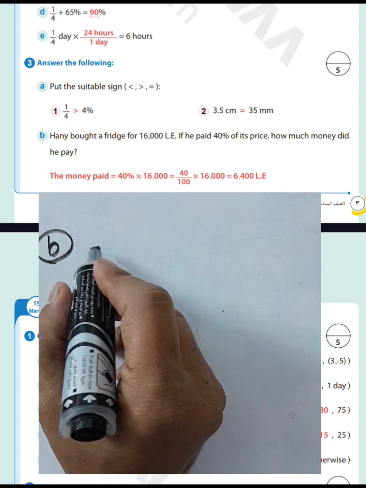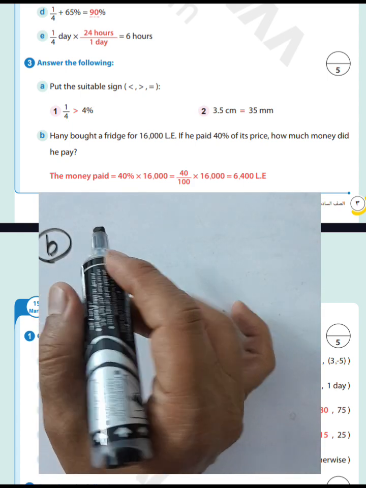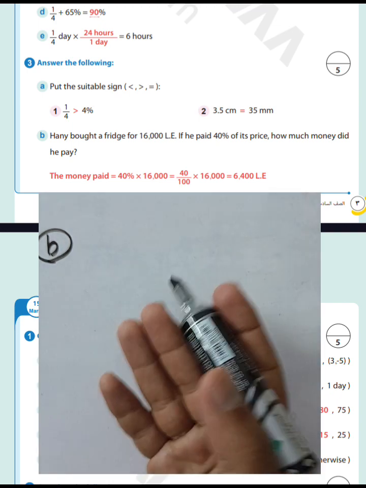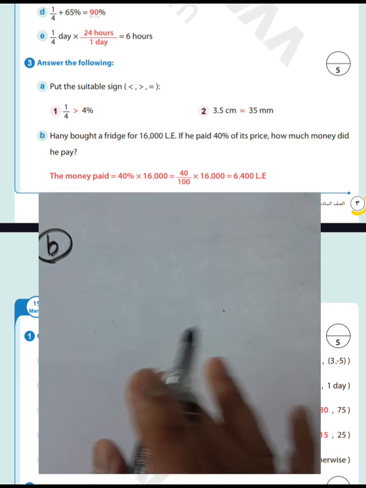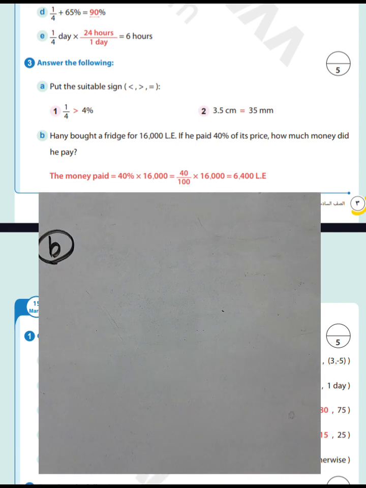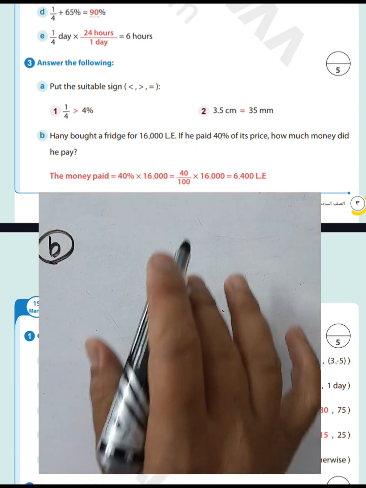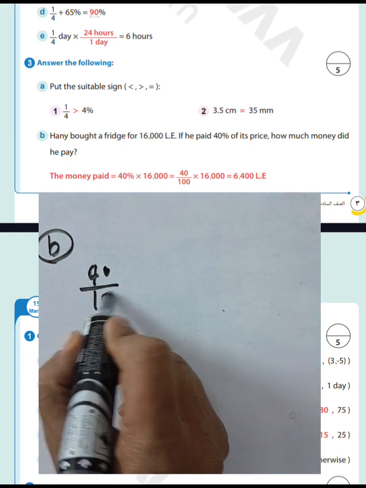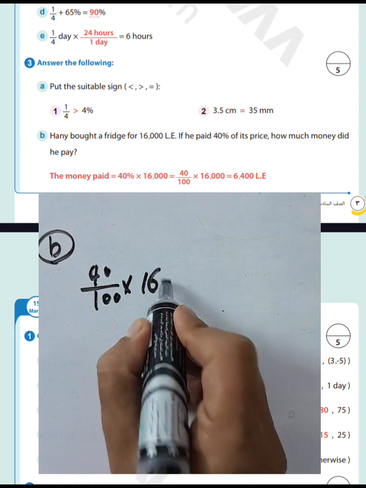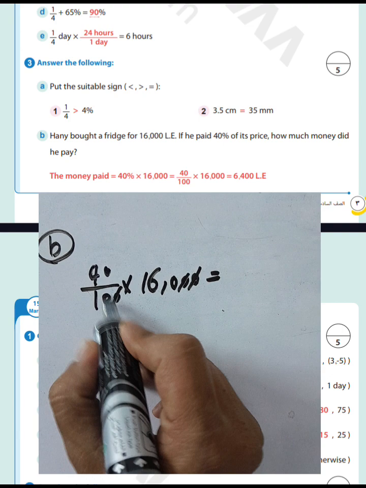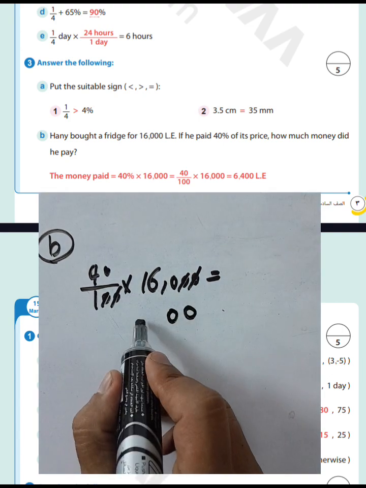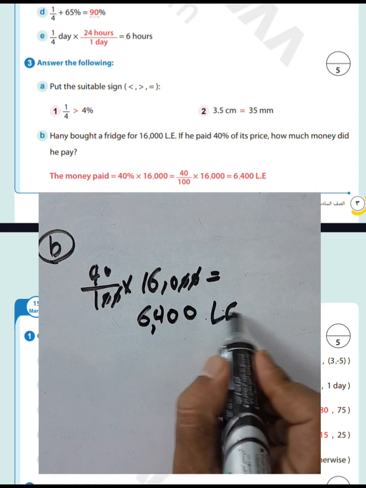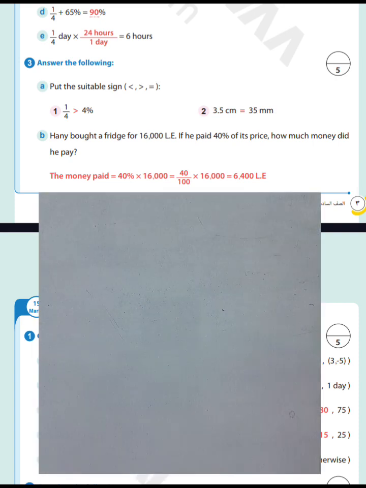Understood? Again, Hani bought a fridge for 16,000 lira. He paid 40% of the price. How much money did he pay? We can write 40 over 100 product by the number here to find the money paid. We write 40%, meaning 40 over 100 product by the total money 16,000. Then you can cancel double zero by double zero and write double zero here. 4 times 16 equals 64. The result will be 6,400 Egyptian lira. That was letter B.